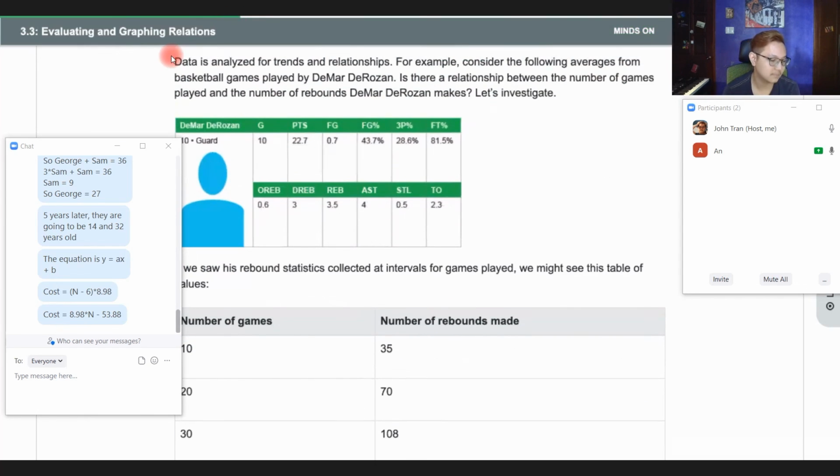Data is analyzed for trends and relationships. For example, consider the following passage from a basketball game played by DeMar DeRozan. Is there a relationship between the number of games played and number of rebounds DeMar makes? Let's investigate. Alright, I feel like maybe this one you should do at home now.